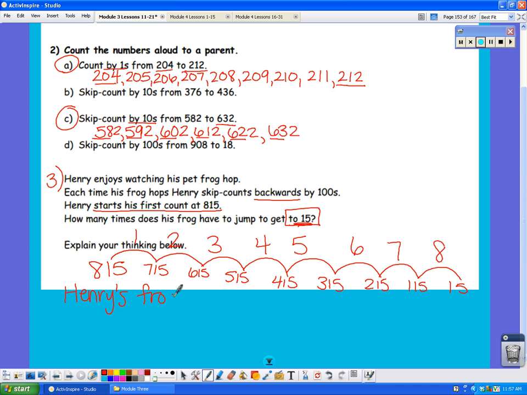Henry's frog has to jump 8 times to reach the number 15.